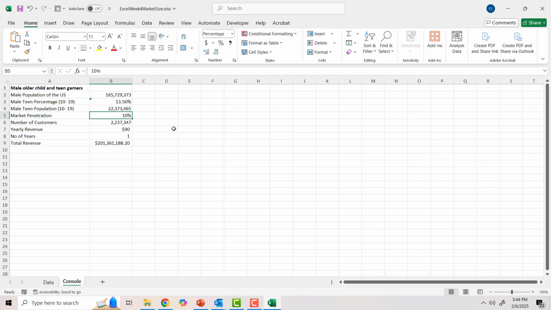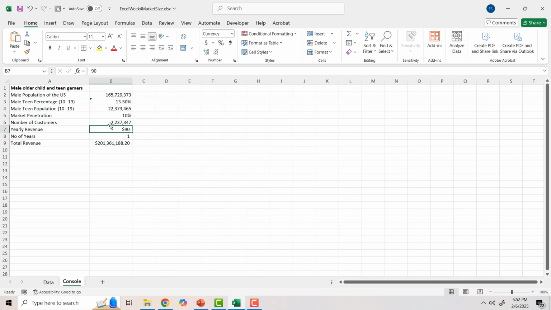And then imagine that of this segment, we think we can get a penetration with developing a new console. We can get a penetration of about 10% of the market. So we just multiply 10% by this population. Okay, so this gives this number of customers, 2.2 million. Now, imagine that we're going to sell a subscription service for the owners of this console. And we think, with the 10% market penetration, we can get $90 a year revenue for our subscription service, which comes with a certain number of games aimed at this segment.